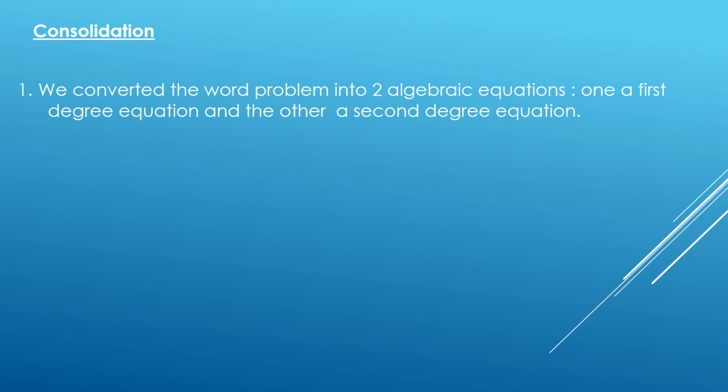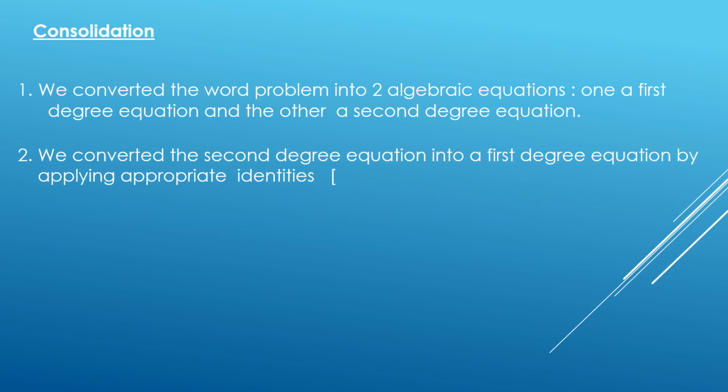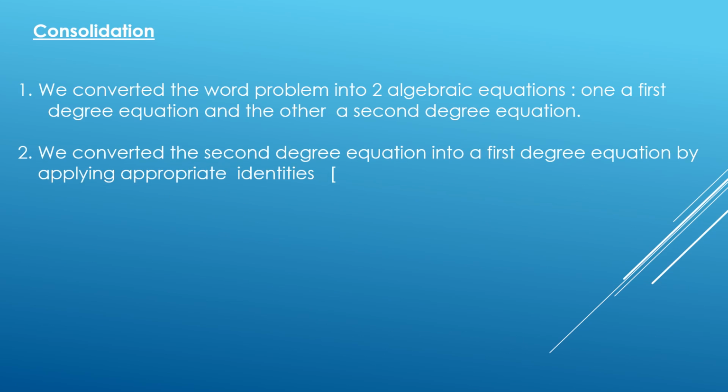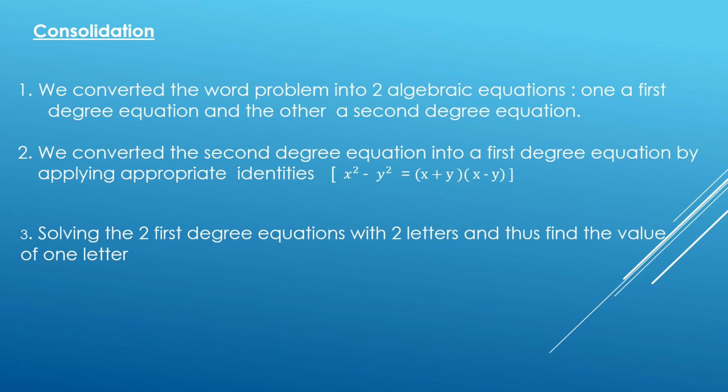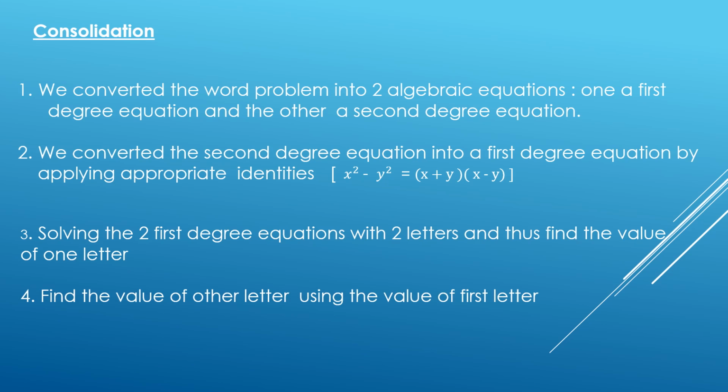Good. Next, what have we done? Yes, we converted the second degree equation into a first degree equation by the appropriate identity. In both the problems, we have used the same identity, which is x square minus y square equal to x plus y into x minus y. Then what have we done? Yes, we got two first degree equations and we know how to solve them. After solving this, we find the value of one letter. Then using that value, we find the other letter and hence solve the problem.